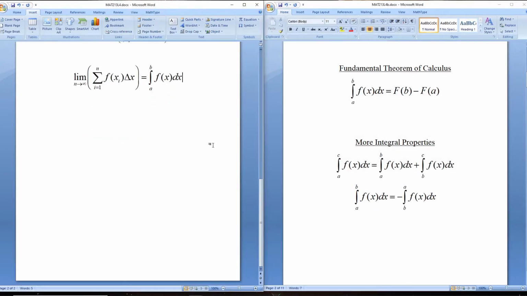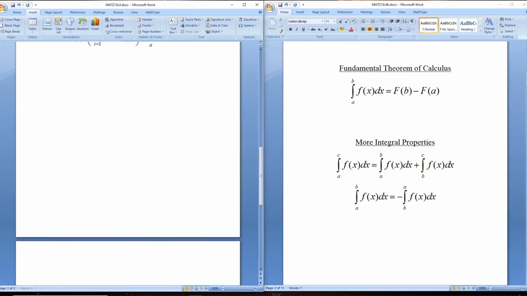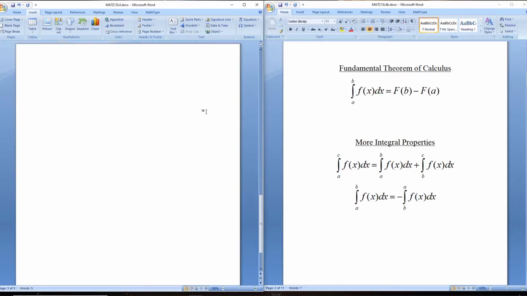So let's check out some straightforward problems of the fundamental theorem of calculus, and then we're going to get into some examples that also use substitution.